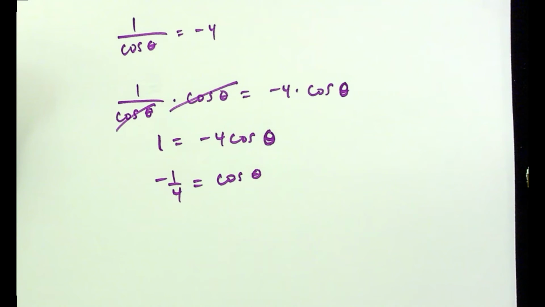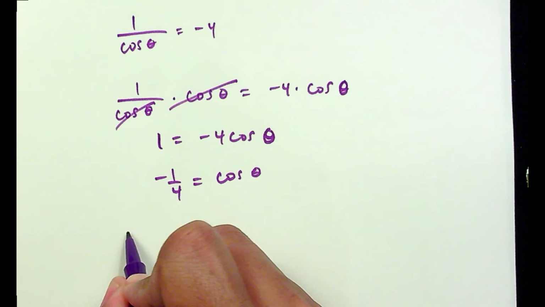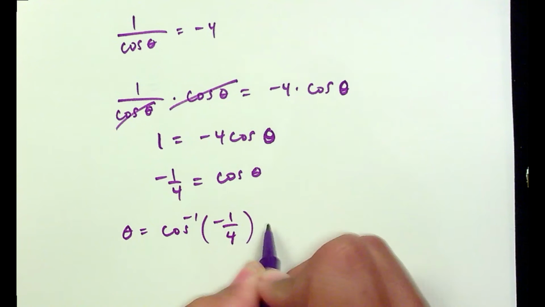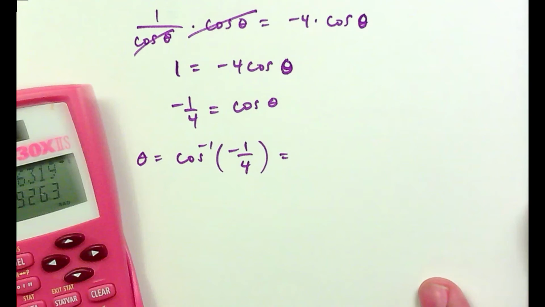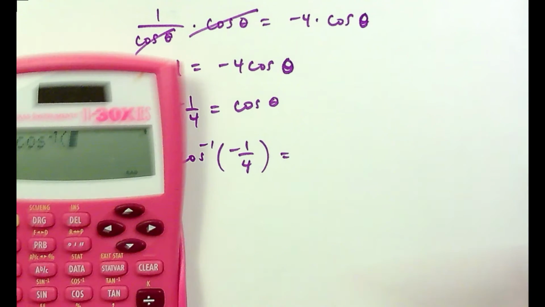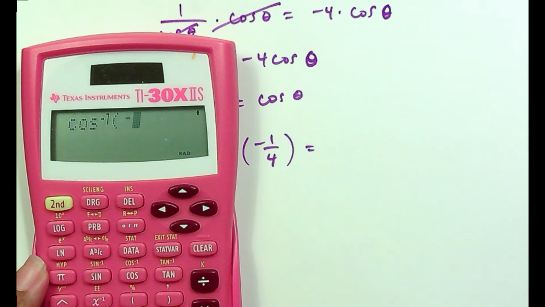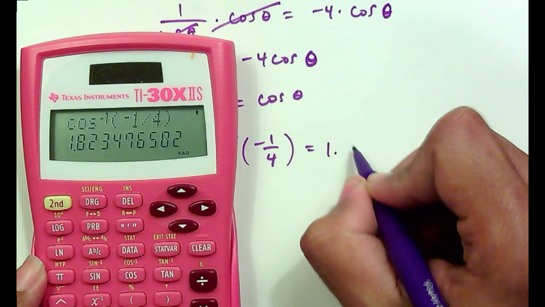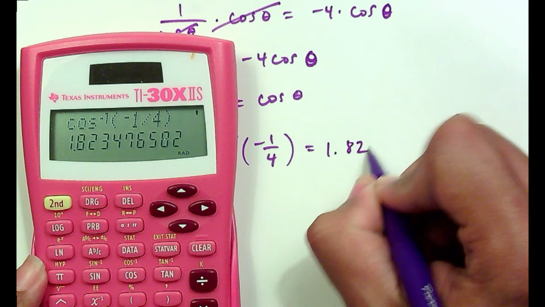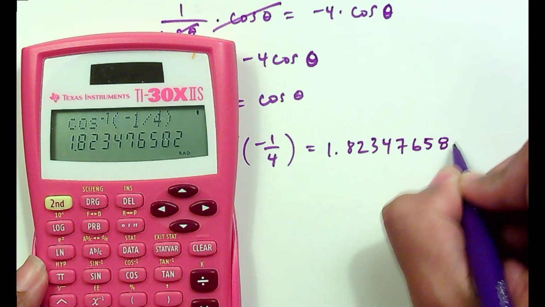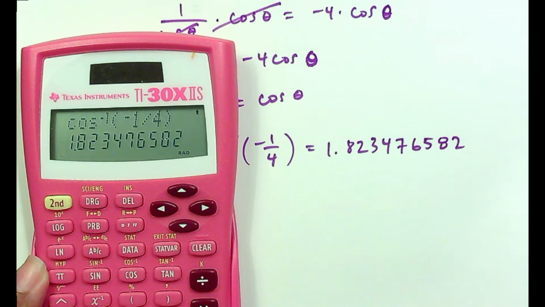That's not a special trigonometric value, so we need a calculator for this. To get the theta, hit it with cosine inverse. Let's see what we get. Cosine inverse of -1/4. And that's our first answer right there. Don't round off yet until we're done.